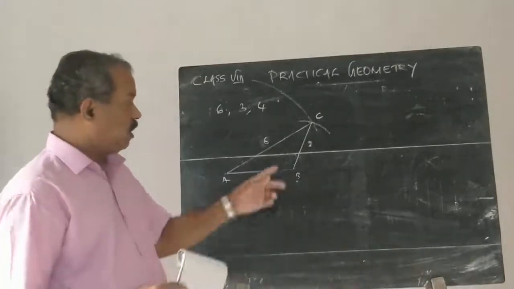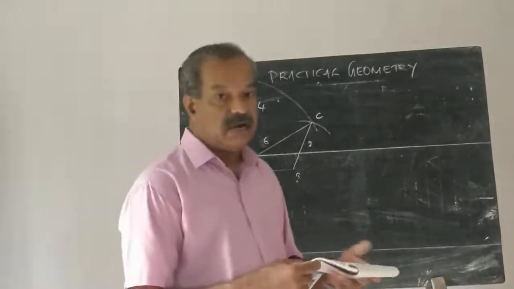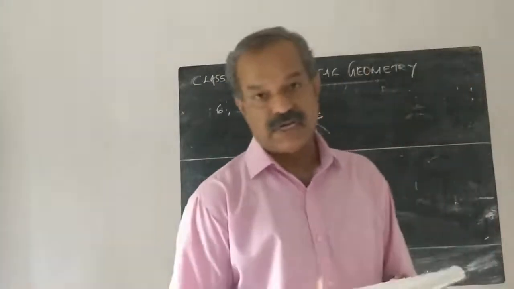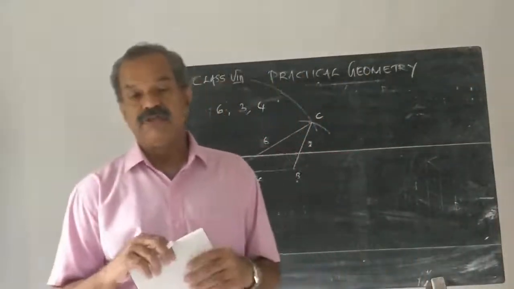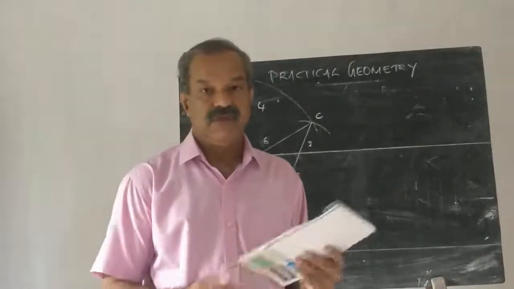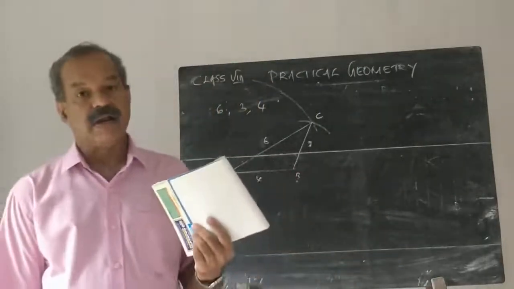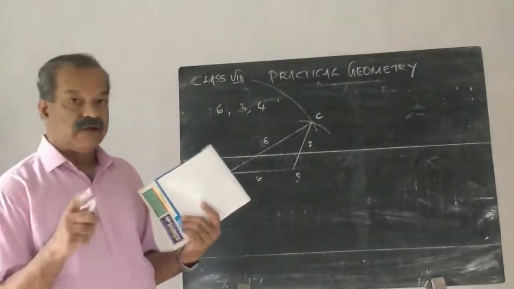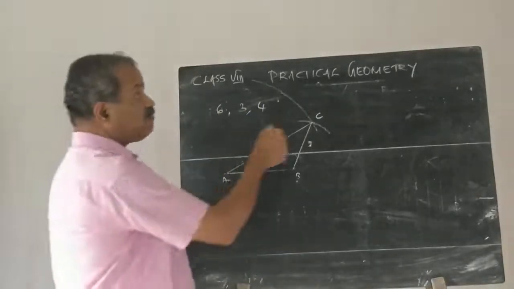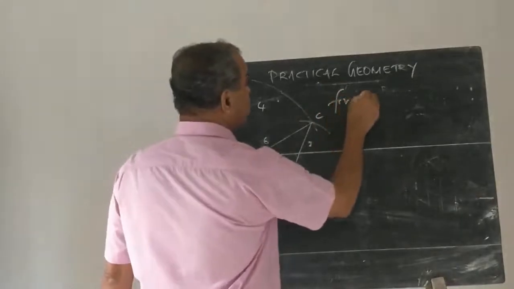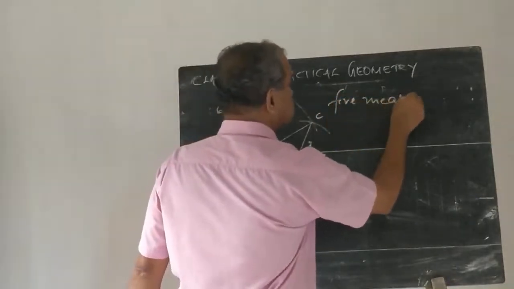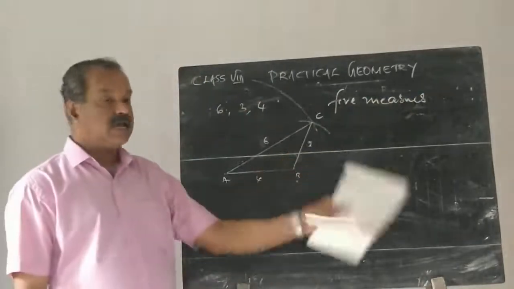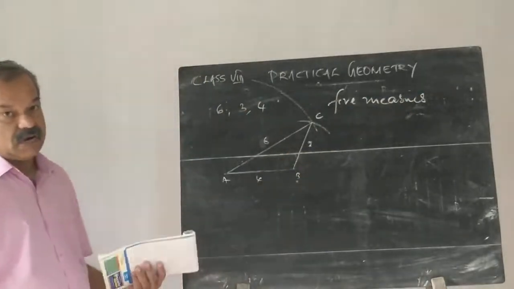We know that 3 measures are required to construct a triangle. Then how many measures are required to construct a quadrilateral, a 4-sided polygon? With 4 measures we cannot construct a quadrilateral. So, to construct a quadrilateral, we require at least 5 measures. At least 5 measures are required to construct a quadrilateral.